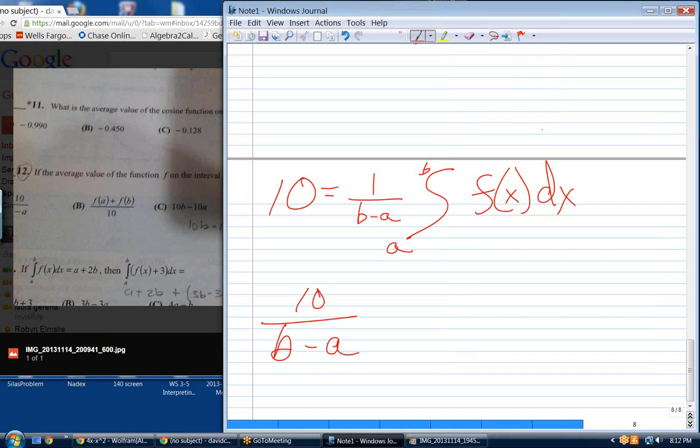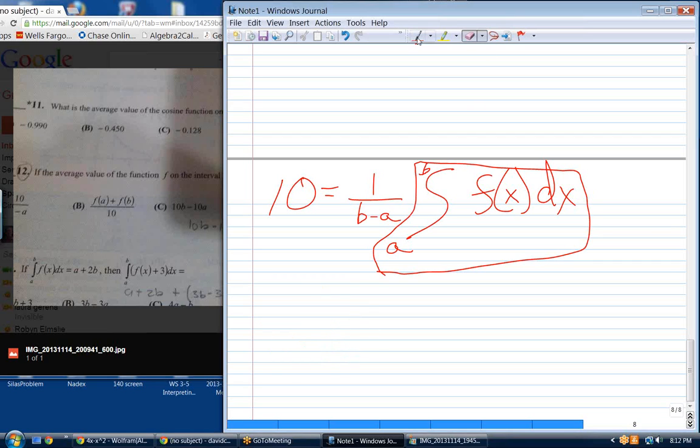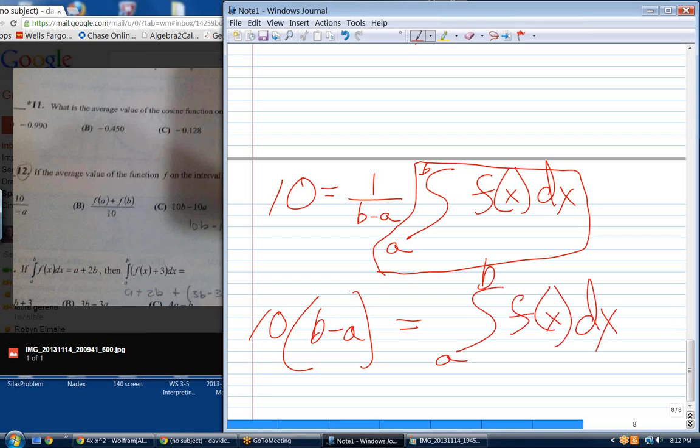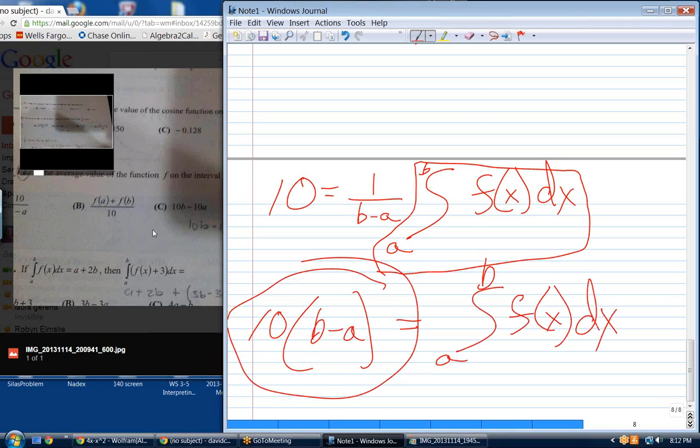Okay. Well, if we want to know what this is, all I have to do is multiply both sides of this equation by B minus A. So 10 times B minus A is going to be equal to the integral from A to B of f of x dx. So we should look for that answer. C. Okay, yeah, so distributed is C. Okay, so then for 13, right below it.